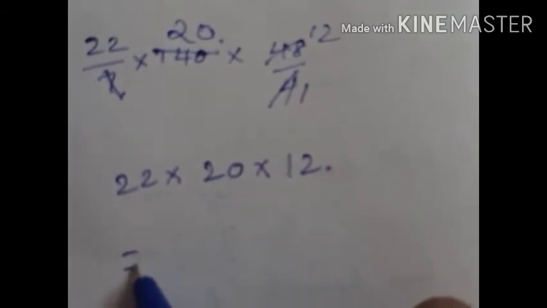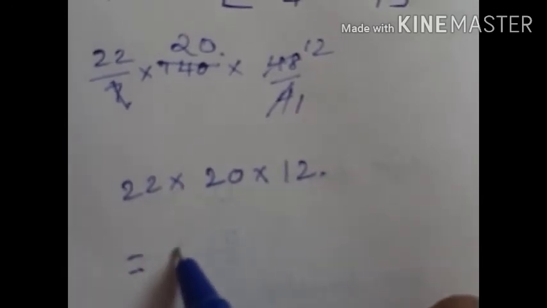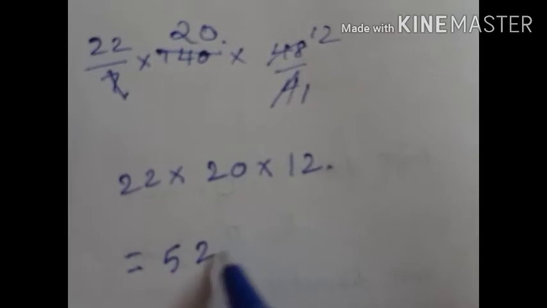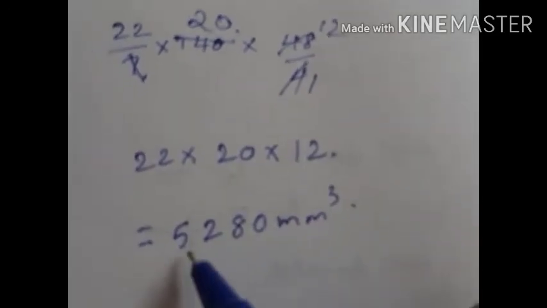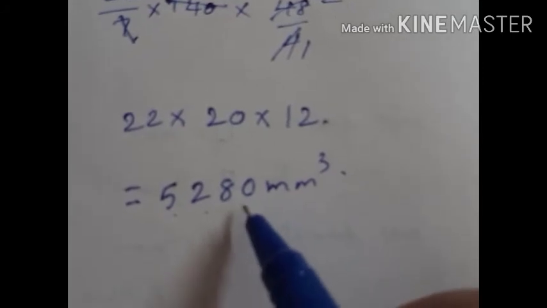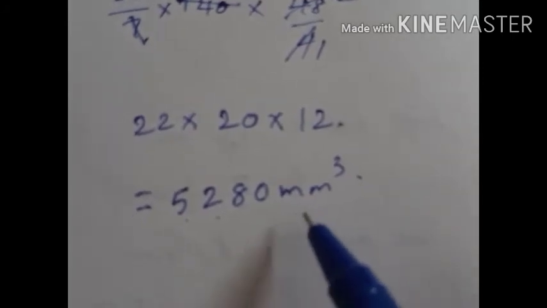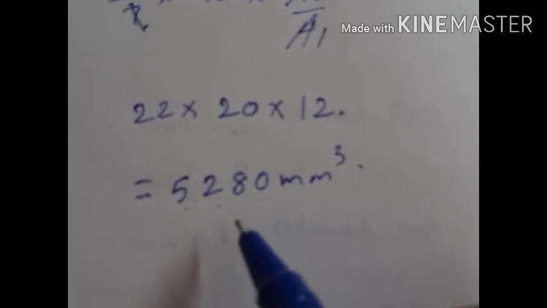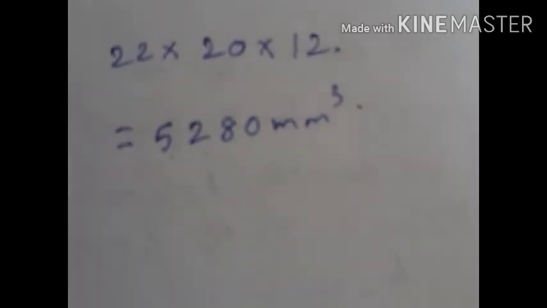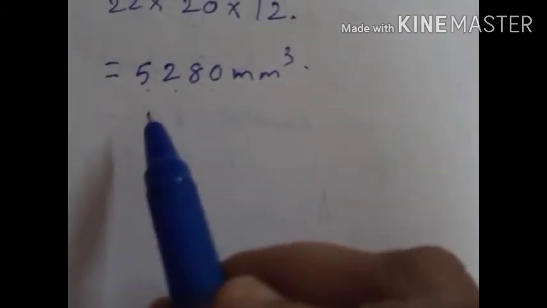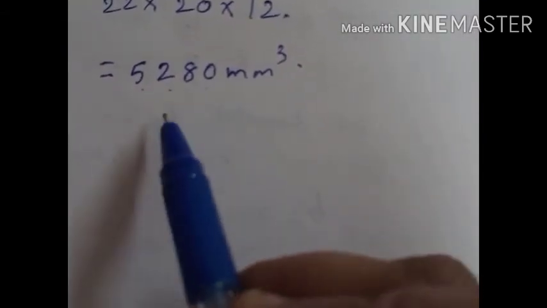That is equal 5280 millimeter cube. This is the volume of wood used. If you want to convert that into centimeter cube, that you can do. It is not compulsory because they didn't ask that unit in centimeter cube.